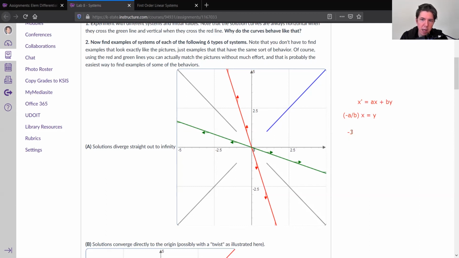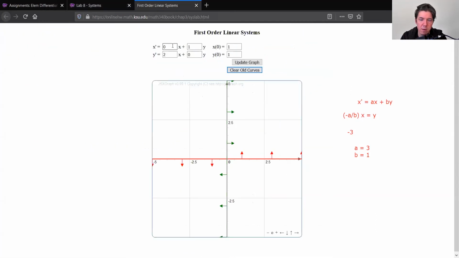And now you could choose your a and b so that you get a slope of negative 3. You've already got the negative. So you could let a be equal to 3, and you could let b be equal to 1. That would give you the slope of negative 3. And I think you'll find if you go to the applet, which I'll jump back to now, and say that this is 3 and then 1 and update this, you'll get exactly the slope you want here. And again, you don't need to be exact. You just need to be close enough so you get the right behavior.